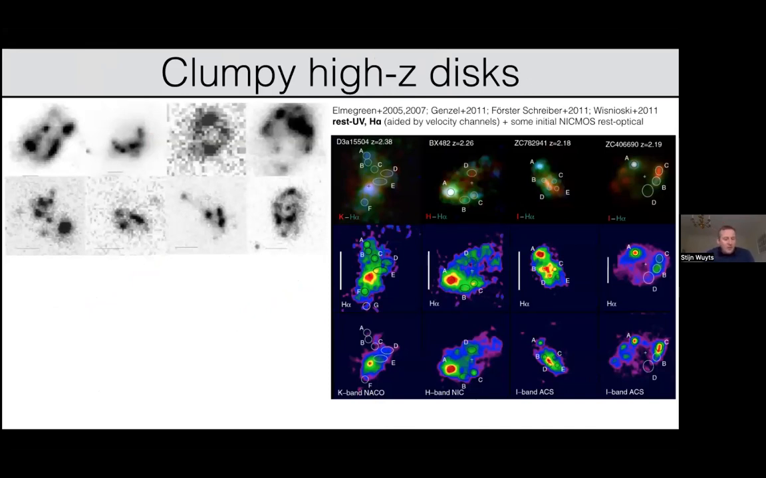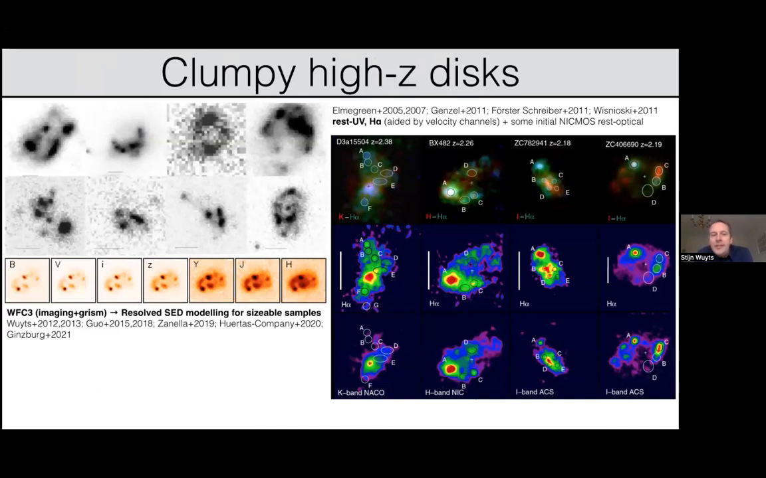I mentioned turbulent baryon-dominated disks with ubiquitous outflows, some of these outflows being launched at the sites of off-center clumps. So I'd like to discuss in a bit more depth this clumpy nature, which was first established based on the rest-UV and H-alpha imaging. And then it's really with the installment of WFC3 treasury programs with HST such as CANDELS that allowed for clumps in large galaxy samples to take an approach of resolved SED modeling and get to the nature of these clumpy features.